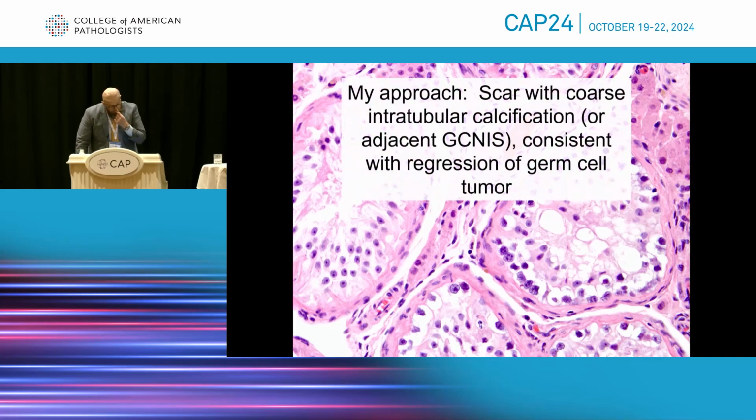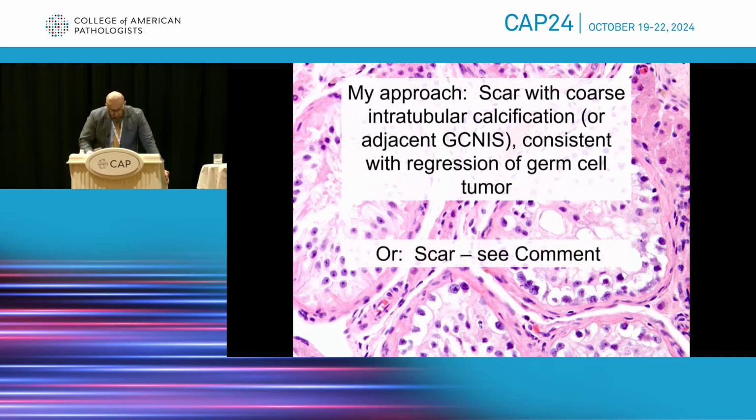So how would I report these out? I would say, scar, and if you have one of these findings, I would say scar with whichever finding is present, consistent with regression of germ cell tumor. Sometimes clinicians use the term burnt out germ cell tumor, which is a synonym. But if you don't have either of those two findings, so you have a scar but no GCNIS and no chunky calcifications, I would still make a comment that the possibility of regressed germ cell tumor cannot be excluded.